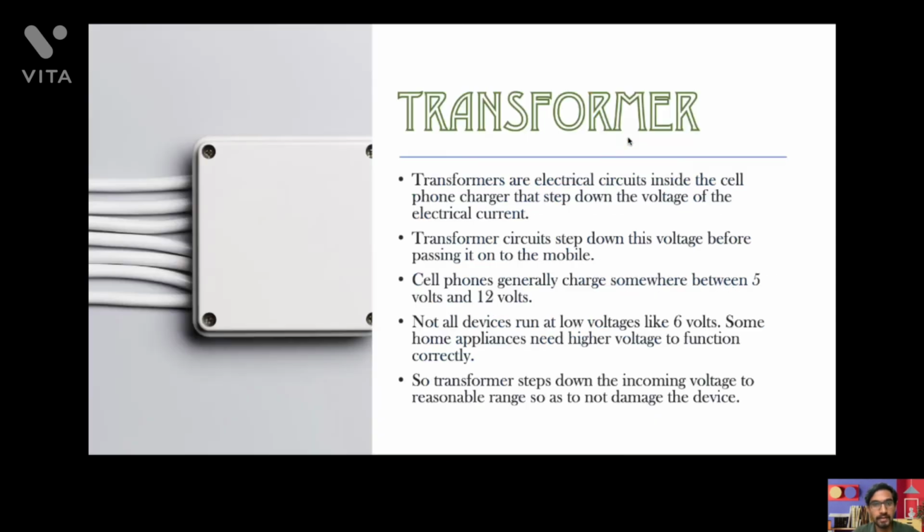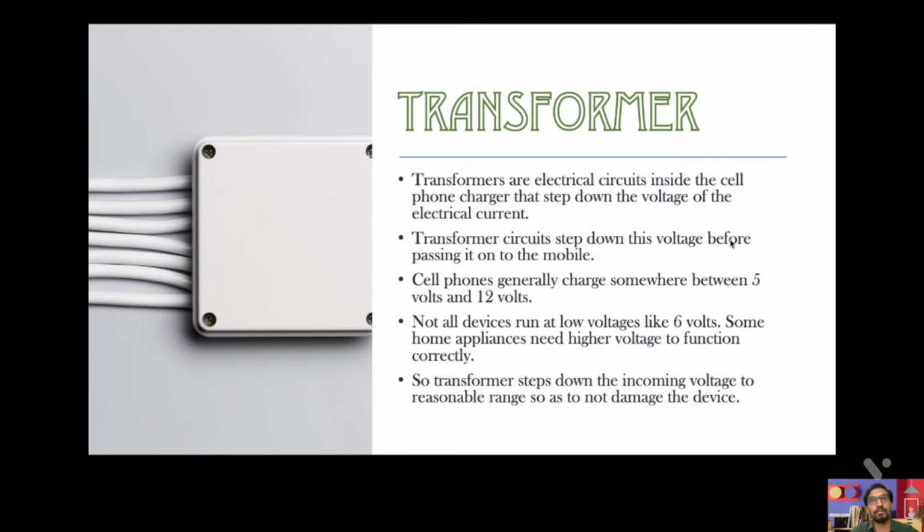So the second component is the transformer. Transformers are electrical circuits inside a cell phone charger that step down the voltage of the electrical current. Transformers step down this voltage before passing it on to the mobile. The cell phone generally charges somewhere between 5 volts to 12 volts. Not all devices run at low voltage like 6 volts. Some home appliances need higher voltage to function correctly. So the transformer steps down the incoming voltage to a reasonable range so as to not damage the device.